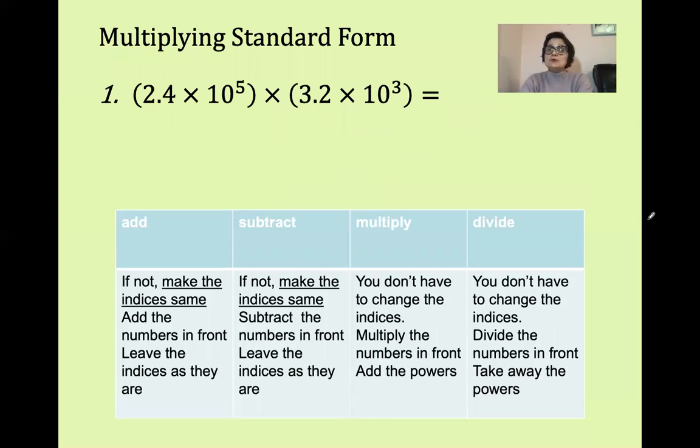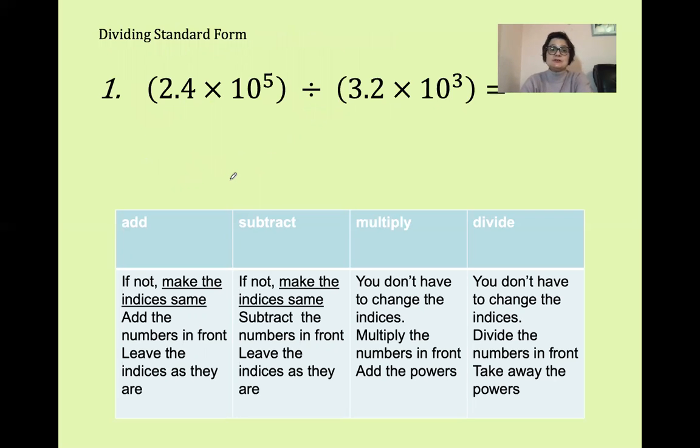Now, but how do we multiply numbers in standard form? This one is much more straightforward. So we multiply the numbers, and you don't have to change the indices in this case. It doesn't matter if the indices are different. You multiply the numbers in front, add the powers or add the indices. So we have 2.4 times 3.2, the answer is going to be 7.68. So 7.68 times 10 to the power of, now add the indices, 5 plus 3 is 8, to the power of 8. Just like that. And this is actually expressed in standard form because 7.68 is smaller than 10.